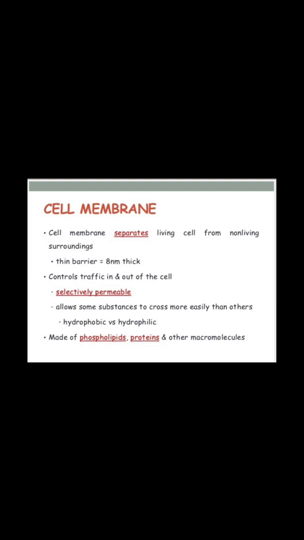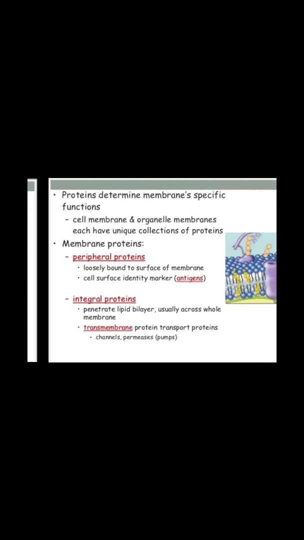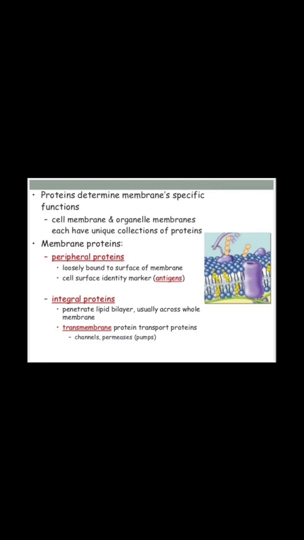So the cell membrane is structurally permeable and it allows some substances to cross more easily than others. The cell membrane is made up of protein, phospholipids and other macromolecules. Membrane-specific functions are determined by the proteins. The cell membrane and organelle membranes each have a unique collection of proteins.